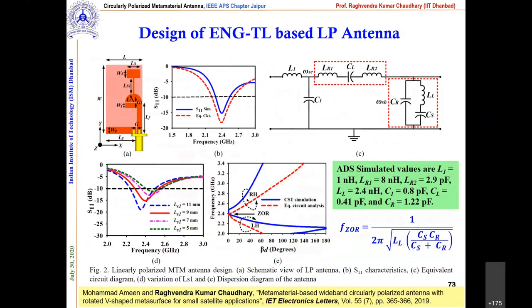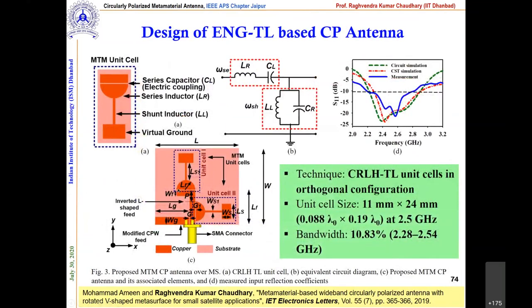The same kind of analysis I have shown earlier. Here, if you see the size, it is quite small: 0.088 lambda naught by 0.19 lambda naught at 2.5 gigahertz. The bandwidth is quite acceptable. The idea is the same: we have the virtual ground, the shunt inductor, and the series gap which provides the CL. While changing P between this gap, you can manage your phase shift and hence the axial ratio bandwidth.